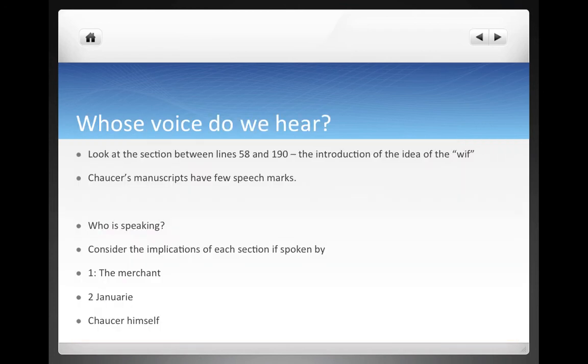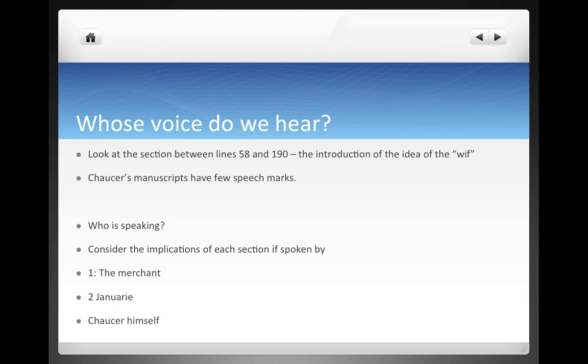So we need to wonder about whose voice we're hearing, and in terms of this, I would suggest for this first investigation that we concentrate on the section at the beginning of this tale between lines 58 and 190 or so. The digression about wives, the introduction there from the idea of the wife.